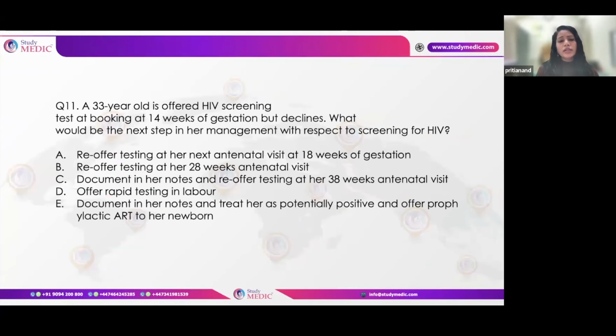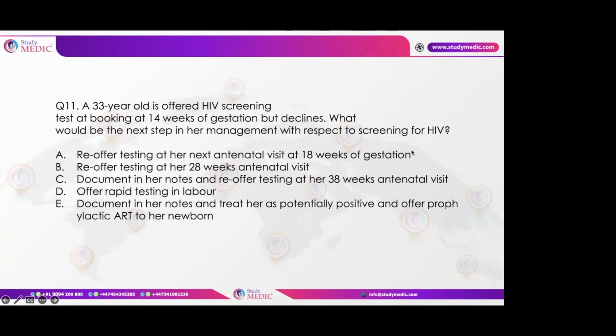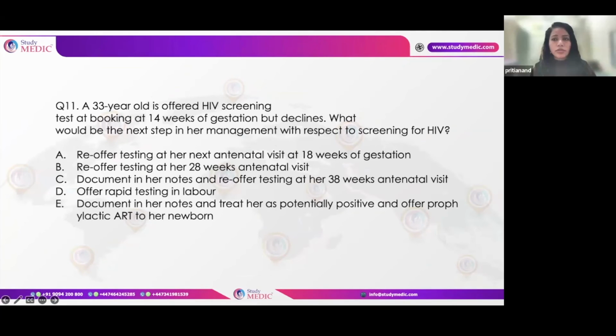Few questions that are commonly asked in your exam, that HIV screening. Vishnu? Yes, ma'am. Vishnu, I'll just stop for a moment. I have a patient. Okay.